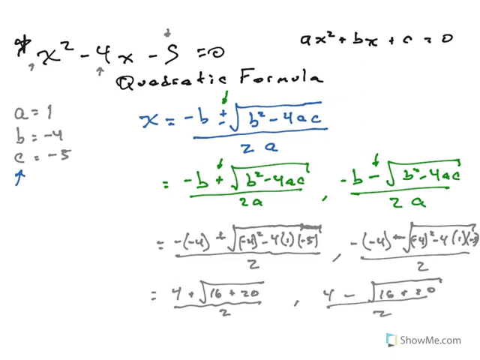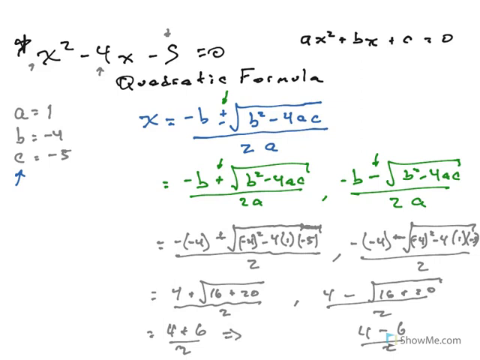All right, that's not bad. This is 4 plus the square root of 16 plus 20, which is 36. The square root of 36 is just 6. And divided by 2 is left. And over here it's 4 minus the square root of 36, which is 6, over 2.